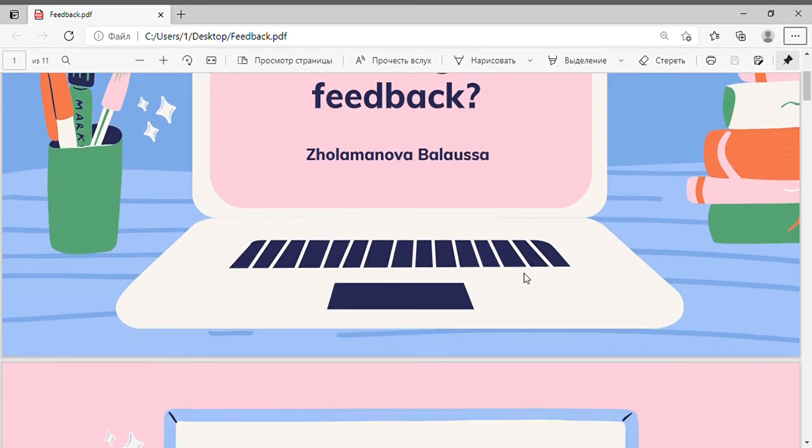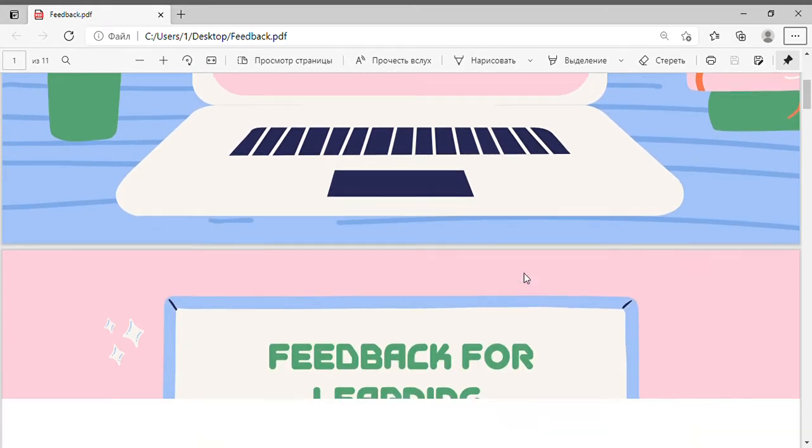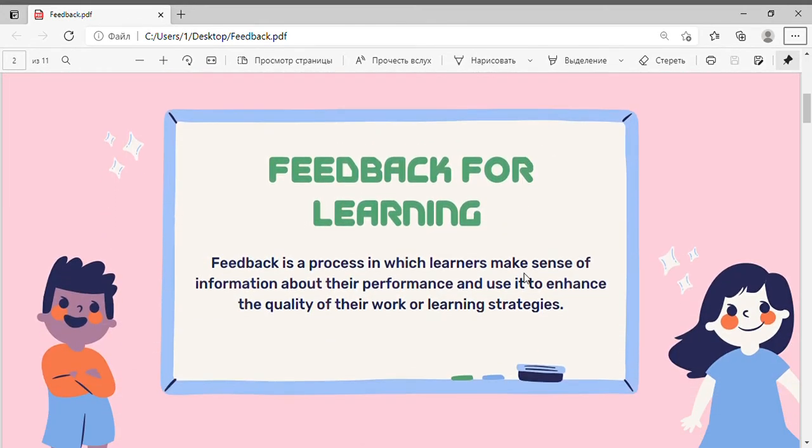First of all, let's answer the question of what feedback is. Feedback is a process in which learners make sense of information about their performance and use it to enhance the quality of their work or learning strategies.